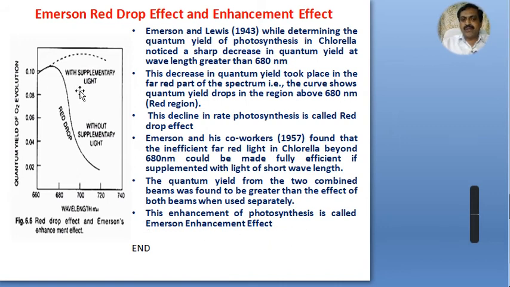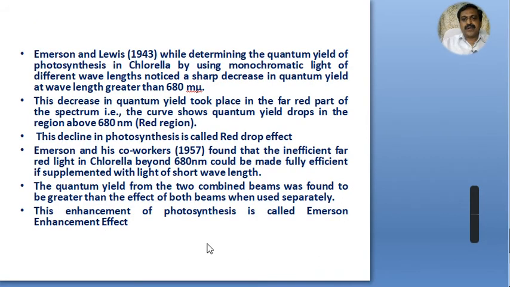So there is a drop in the rate of photosynthesis beyond 680 nanometers. This is called red drop. To balance this, when the same chlorophyll is subjected to light of shorter and longer wavelength simultaneously, there was a sudden increase, an enhancement, in the rate of photosynthesis. This itself is called the enhancement effect. The same thing is being explained here.